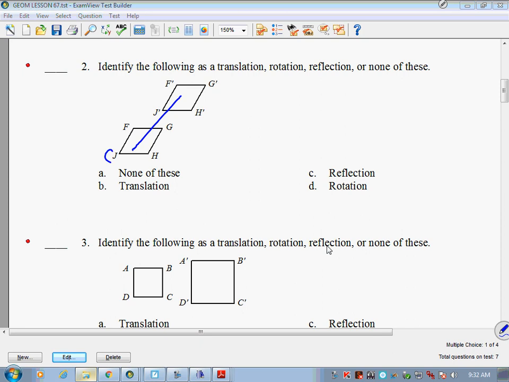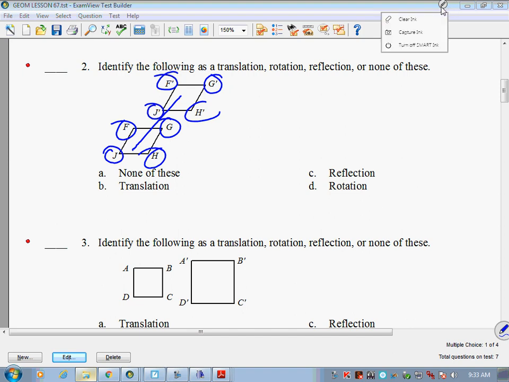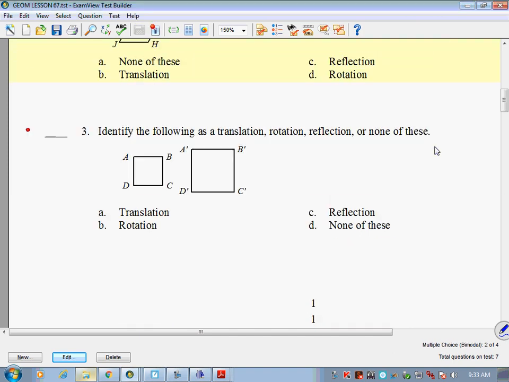Okay? J is down here, so J is right there. F, F, G, G, H, H. Nothing has changed order as I go around. Okay? So that's one of the things I want to look for if I think I might have a translation on my hands. All right.